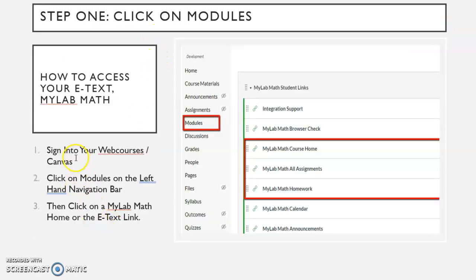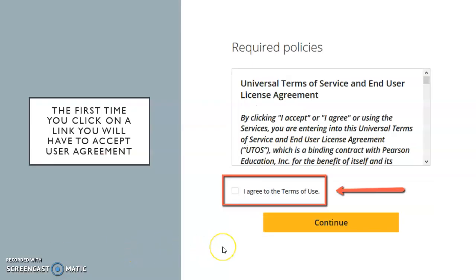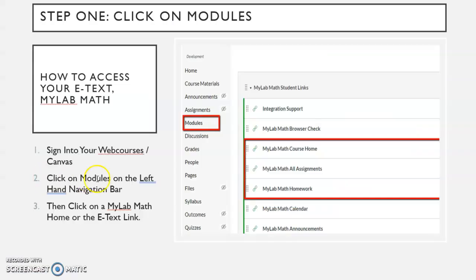So step one, sign into web courses. On the left-hand side, look for modules, and then off to the right you'll find some links to MyLab Math or the e-text. This can be set up differently depending on how your instructor has set up the course. The very first time you click on any of the Pearson links, the MyLab or the e-text, you'll have to agree to terms of use and click continue. And then for the rest of the semester, you'll always come back to modules to access any of the e-text or the MyLab assignments.